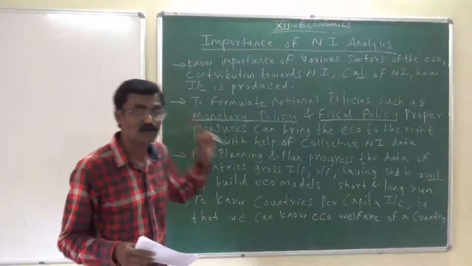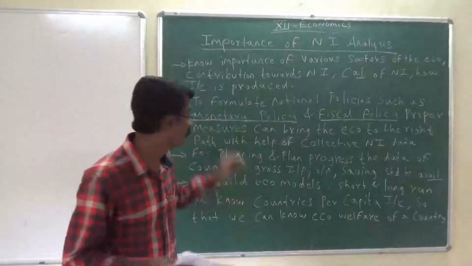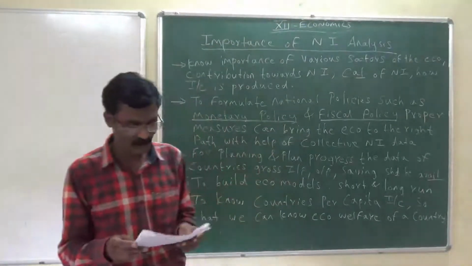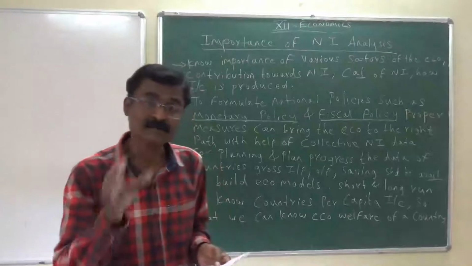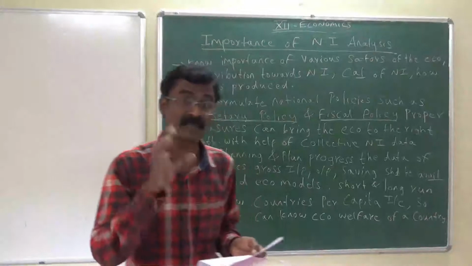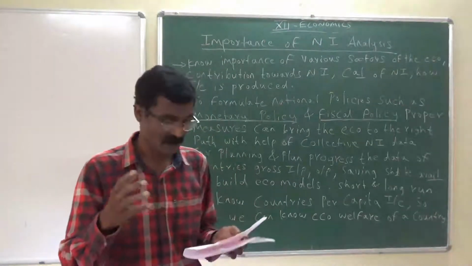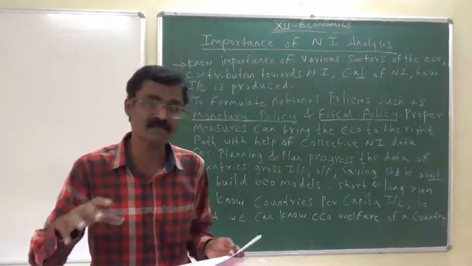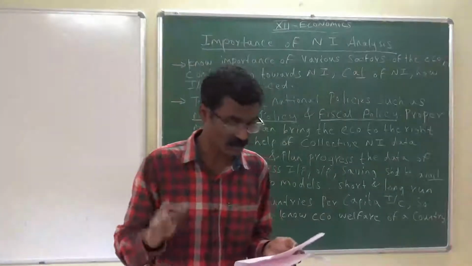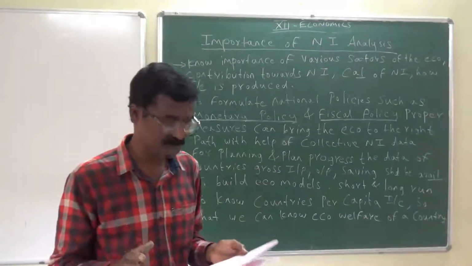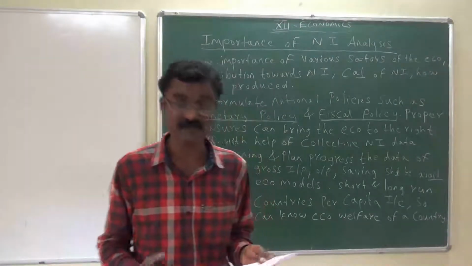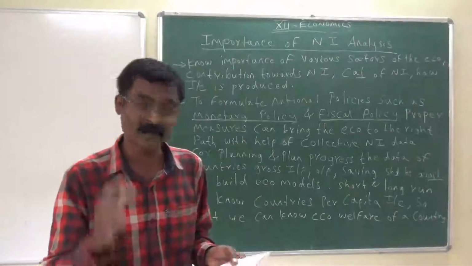The second point is to formulate national policies such as monetary policy and fiscal policy. Now, what is monetary policy? Monetary policy is the policy laid down by the central bank for the management of money supply. The central bank has to deal with how these policies are made towards the government of a country. For example, inflation, that means rise in prices, how much consumption is taking place, what the growth of the economy is, etc.